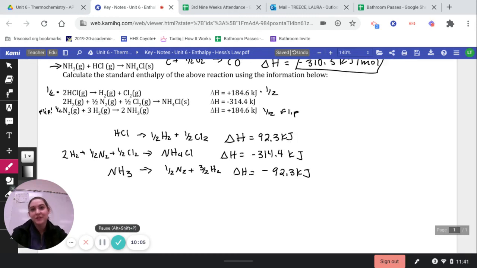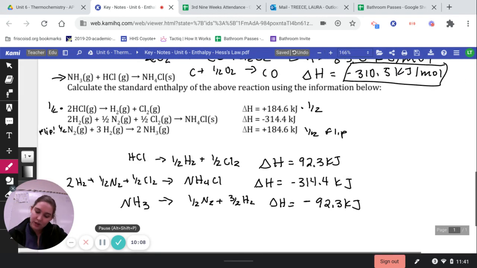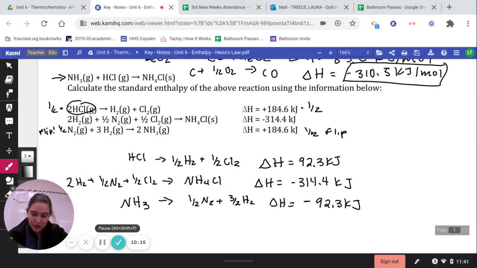Okay, hopefully that was enough time for you to work it. So I looked at our overall reaction, NH3 plus HCl yields NH4Cl. I found that in our first equation, we have the HCl there, but we have 2 HCl. To get that down to the one that's in our reaction, since there's no HCl anywhere else, I multiplied it by a half.